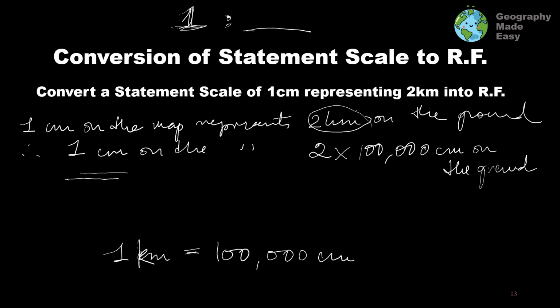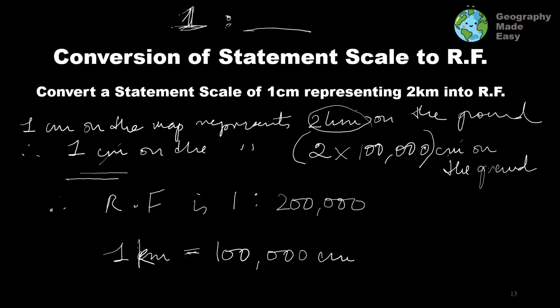So 2 kilometers will be hence 200,000 centimeters. Therefore 1 centimeter on the map represents 2 into 100,000 centimeters. So what happens here is the centimeters get cancelled. Hence, therefore RF is 1: Here we are not writing the centimeters because they have got cancelled.